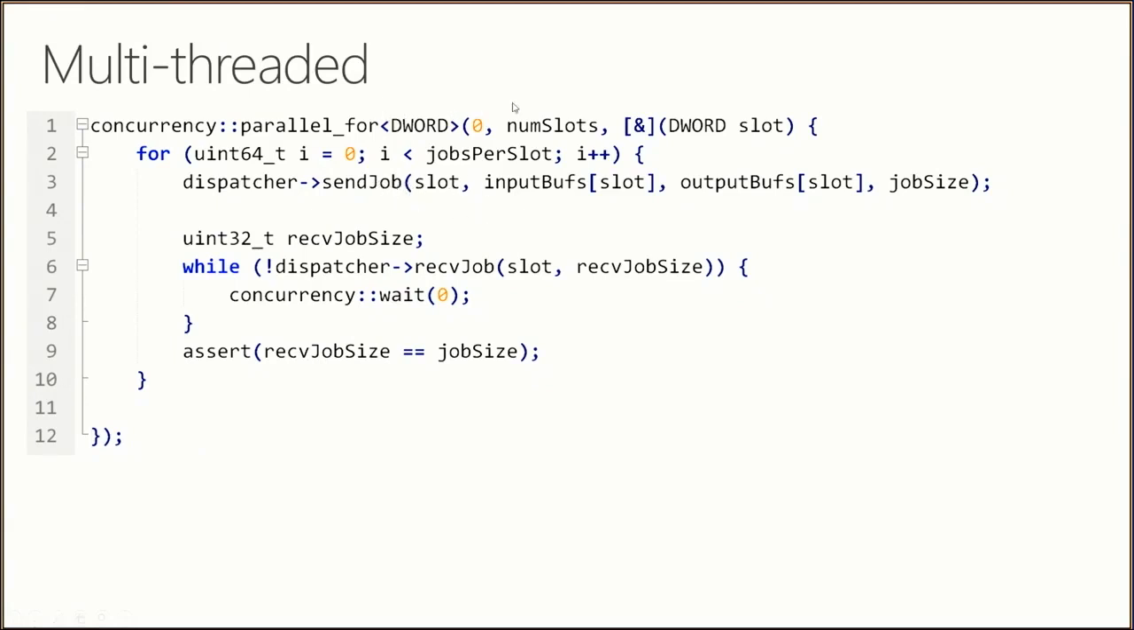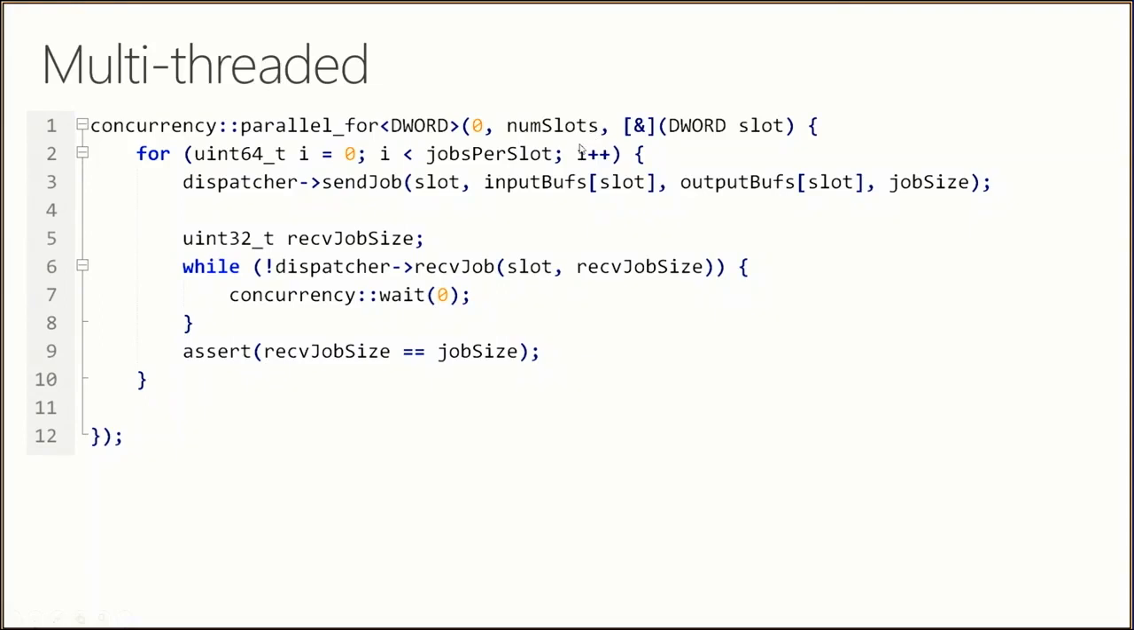So we can use the parallel for construct in Microsoft Visual Studio's Parallel Patterns Library to easily implement multi-threading to solve both of these problems. First, we replace the for loop with a parallel for loop with number of threads equal to num slots, which means we spawn one thread for each slot.